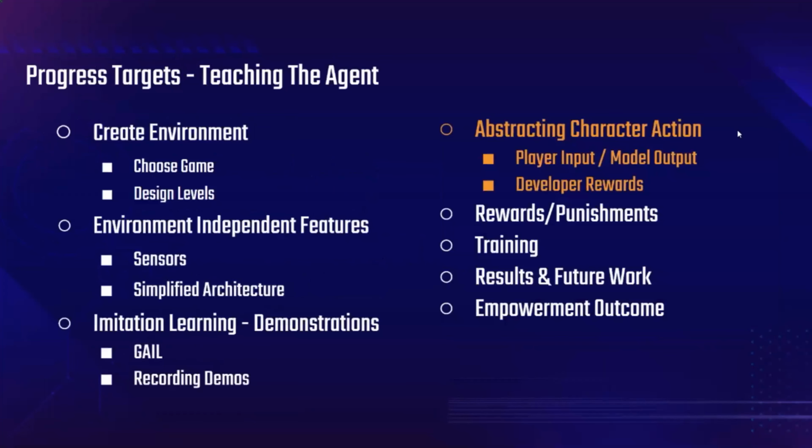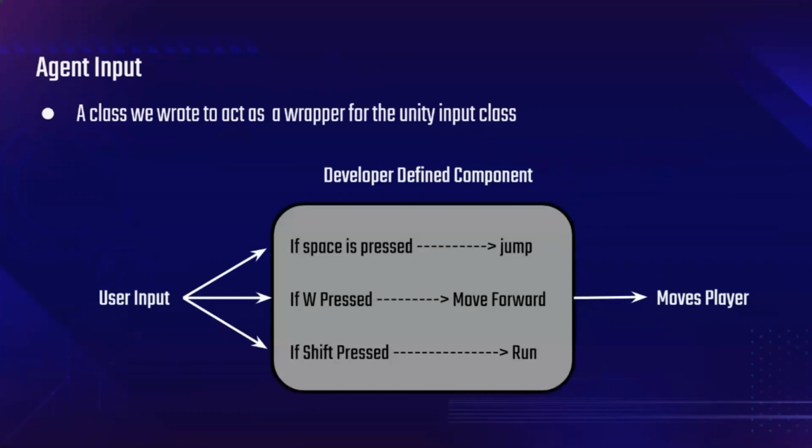Okay, so to be able to have the model in the game, we needed a way of abstracting the character's actions. So a player in the game can take inputs from either the player or the model. So the character itself can move depending on the player's inputs or the model's outputs. The way it usually works in Unity is that there's a script defined by the developer, usually a C# script, and it takes inputs from a static class in Unity known as user input, which basically defines what keys are being pressed right now.